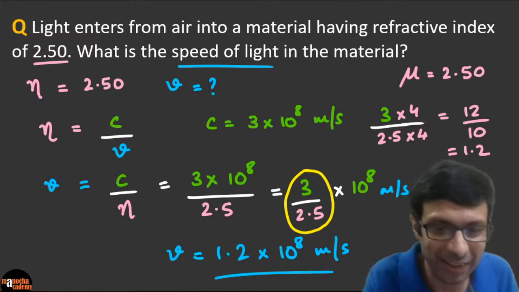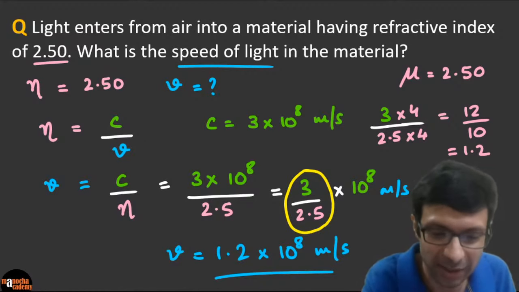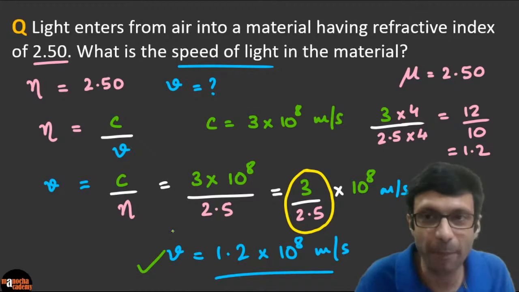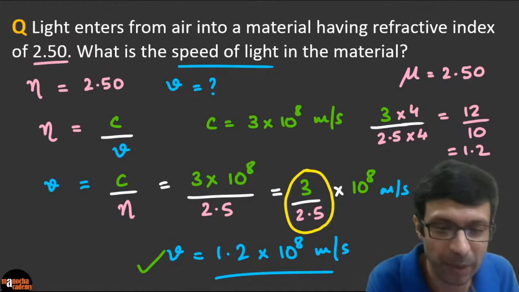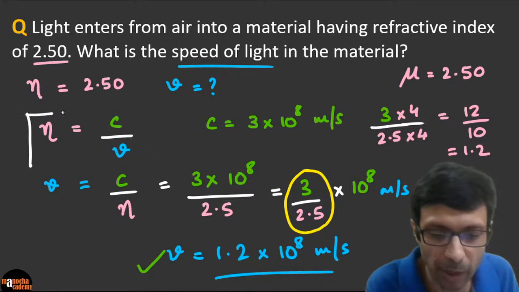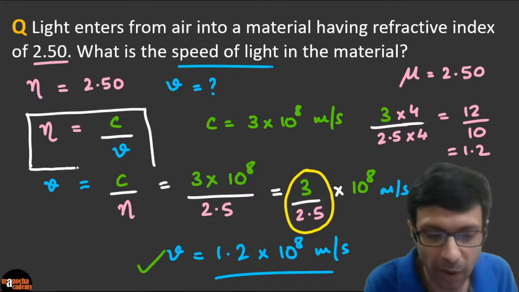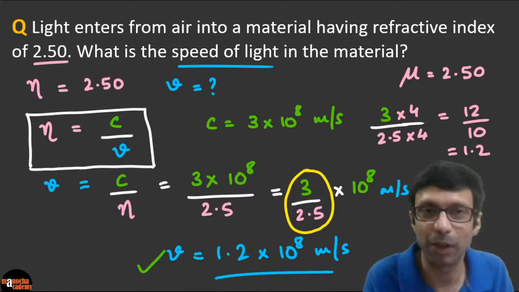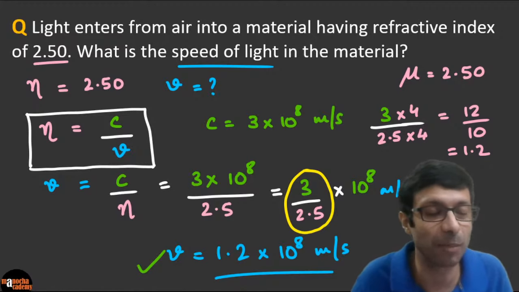Awesome. Is that clear, this answer? So this is how you get this. This is your final answer: 1.2 into 10 to the power 8 meter per second. And this is the important formula we used: the refractive index of a material is the speed of light in vacuum divided by the speed of light in the medium.